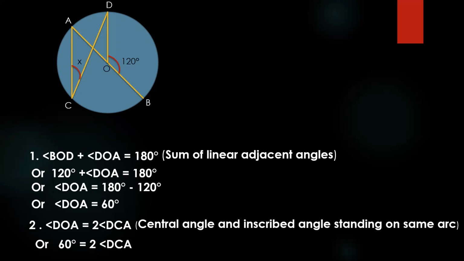So here, angle DOA is 60 degrees and is equal to twice angle DCA. So what's the value of DCA? It is equal to 30 degrees. Okay. Now let's look at one more.